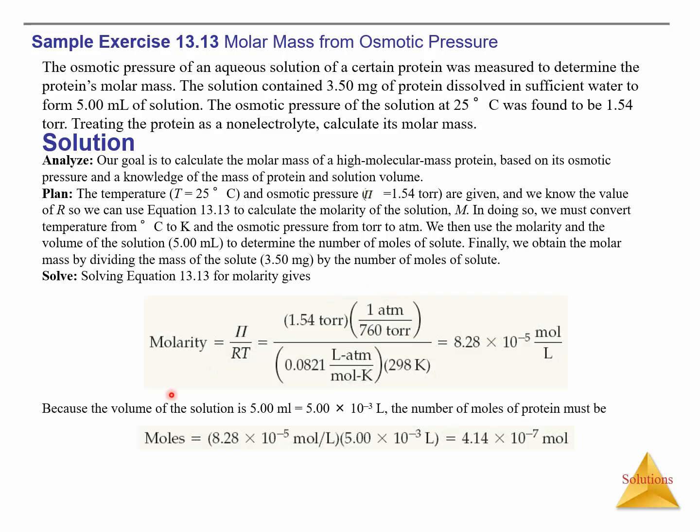So here, first of all, we find molarity. The osmotic pressure is given. We convert it to atmosphere. R and T are given. We determine the molarity, moles per liter. And because the volume of the solution is 5 ml, we convert it to liter. The number of moles of protein equals the molarity, moles per liter, times the volume, and we have this number of moles.